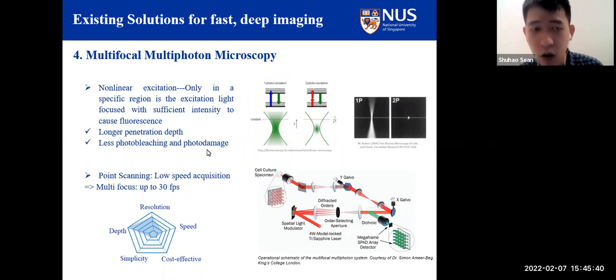And also the cost of this type of multiphoton microscope is very high. So the system is very complicated and bulky. It's not very suitable for universal research.